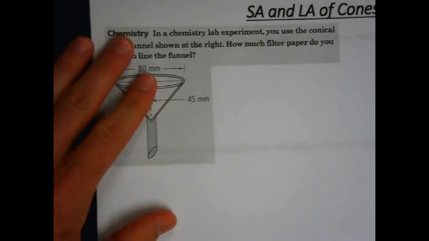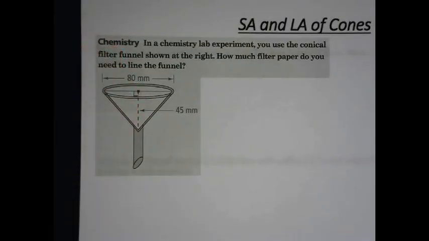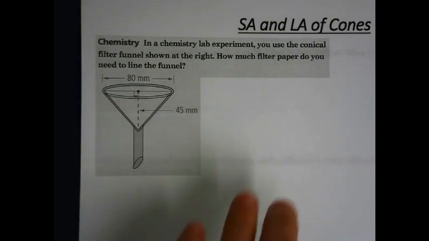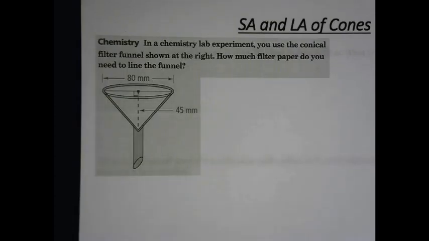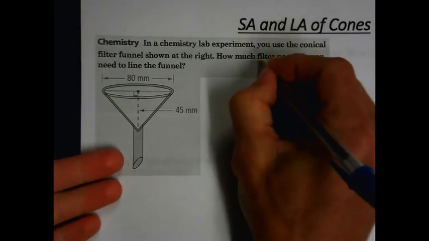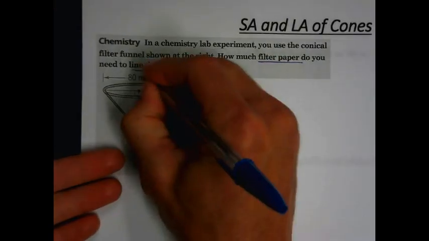Okay, so let's do another example. This is going to be interesting because we'll think about where we can apply this. Here's like chemistry, right? In a lab experiment, you use the conical filter funnel shown at the right. How much filter paper do you need to line the funnel? This is such an interesting question. We have to know what it's asking.